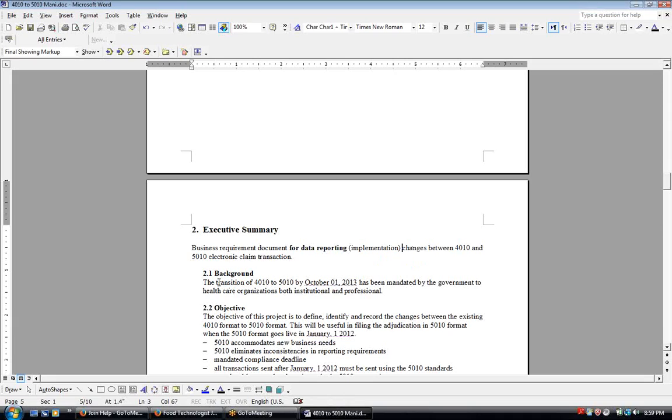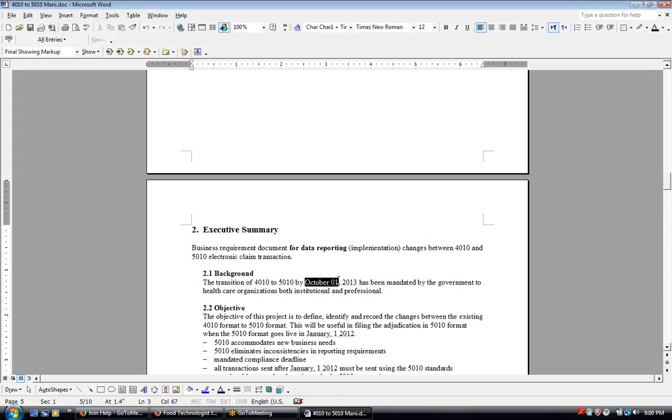And the background to this work is that there is a transition going on. I would read it rather. The transition of 4010 to 5010 by, I just gave a date because I was not sure, has been mandated by the government to healthcare organizations, both institutional and professional. I did the institutional. Please correct the date.